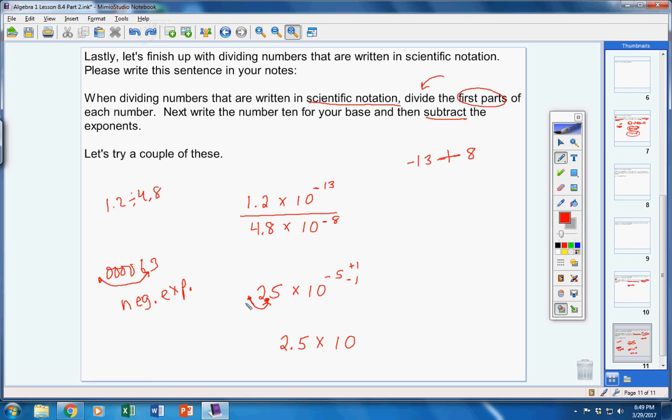So I am going from left to right, so I am going to add to this 5 a negative 1. So I have a negative 5 and a negative 1. When you add them together, you get a negative 6. Okay? That's it, guys. I know I'm finished because my final answer is in proper scientific notation.